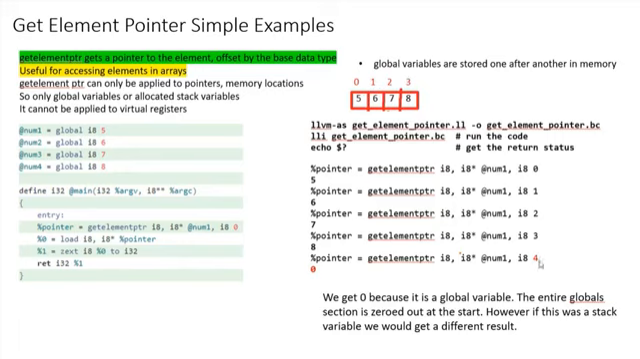Now, you might have a question, what if we put the 4 here just for fun? What if we go 1 past that? What would we get? Well, because we're now accessing memory that is beyond our control here, we could get just about anything. However, we get the 0 here. And we get 0 because it is a global variable. The entire global section is zeroed out at the start of the program. However, if it was a stack variable, we would get a different result.